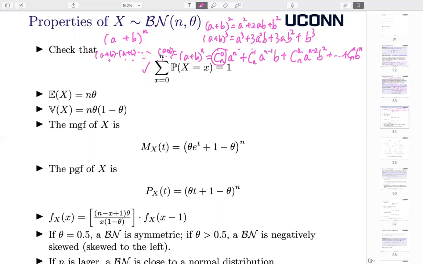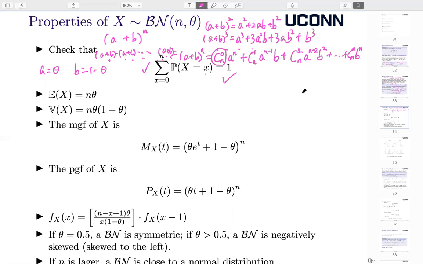So that is the so-called binomial expansion, right? Once you have this formula, you can easily check why it is 1. Because a is theta, b is 1 minus theta, so inside is 1, and 1 to any power is 1. So that's why this is 1. Okay, next I want to show the expectation is n times theta.